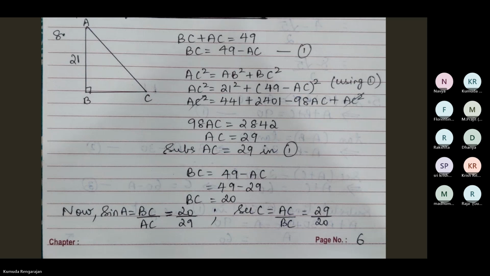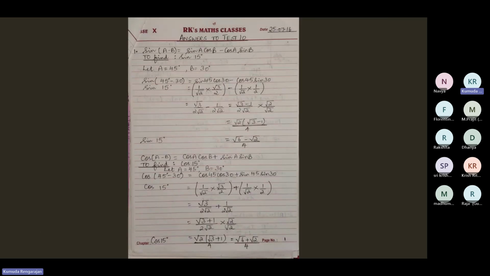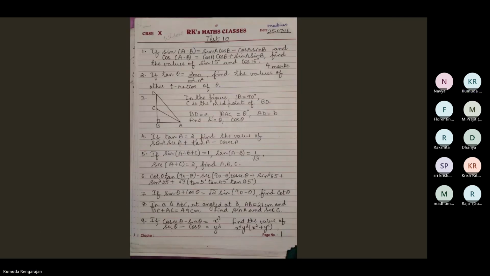So this again is important. See, in a triangle ABC, right angle at B, AB is given and BC plus AC is equal to 49. Find sin A and secant C.